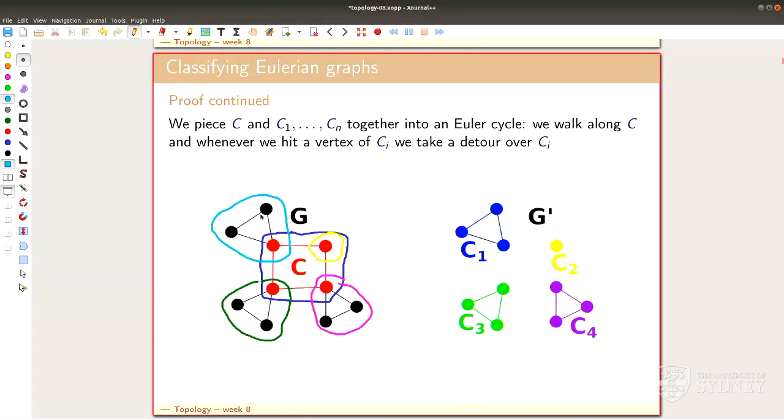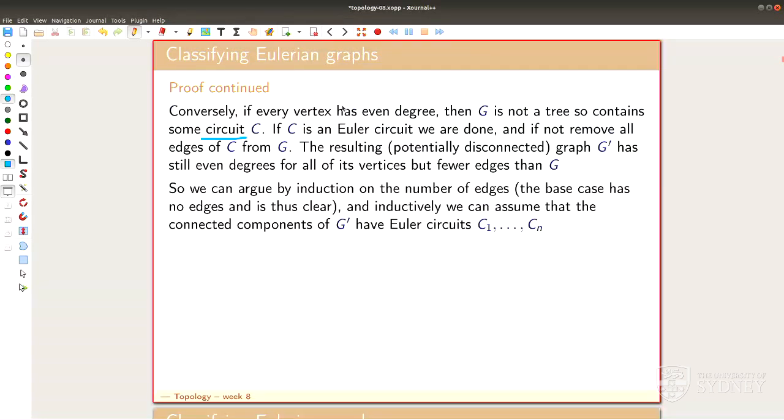And whatever remains is a potentially disconnected graph. So this is G prime. If you remove red from G, you get G prime. Very good. Okay? I just remove inductively. It's a smaller graph. It has fewer edges, obviously. That's the whole point. I removed edges. So we should be able to argue by induction.